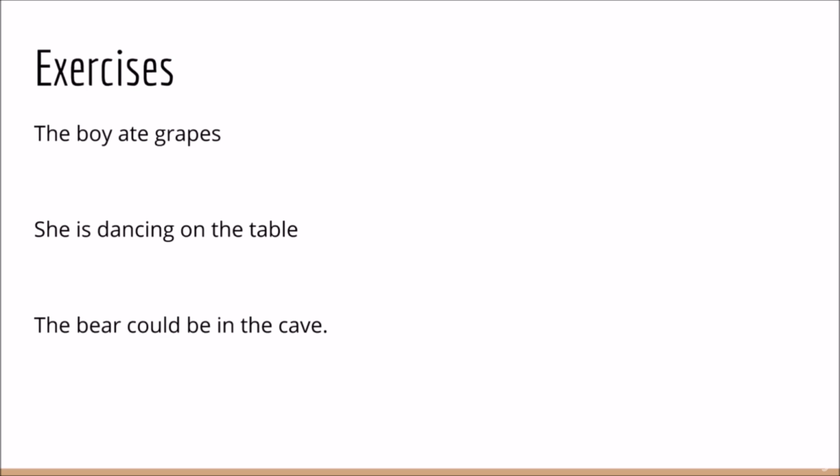All right, so hopefully it was easy for you to identify the verbs in these sentences. Let's go ahead and check the answers. So the first one, the boy ate grapes. Ate is the main verb in this sentence. It's the action that the boy is doing. Okay, he ate the grapes.